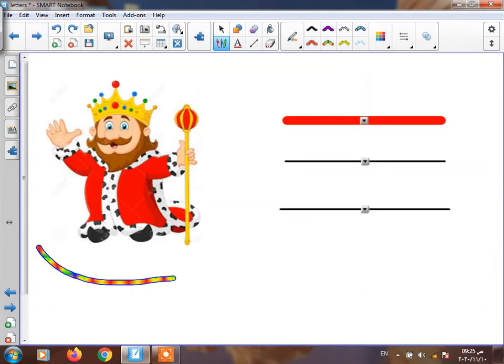Here KG2. Who is this? He is a king. How can I write the word king? K. E.